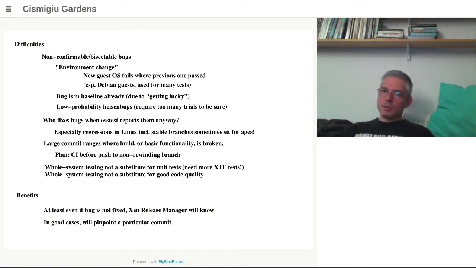And also, testing in general is not a substitute for good code quality. It can help, but it basically just divides your bug rate by a constant factor. And another really good way to get better code quality is just to have better code. But my proposal does at least mean that if the bug isn't fixed, the release manager will probably know, and much of the time it might pinpoint a particular commit that's responsible.